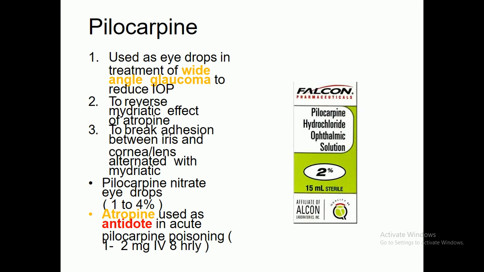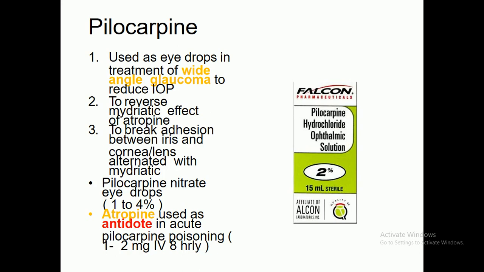Now the clinical uses of pilocarpine. Pilocarpine is used as eye drops in the treatment of wide angle glaucoma, which is an eye disease. For what purpose? In order to reduce the intraocular pressure, and to reverse the mydriatic effect of atropine. When pilocarpine is given to patients as eye drops, it is used in the treatment of glaucoma because it can reduce the intraocular pressure.